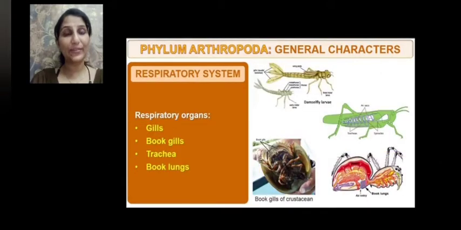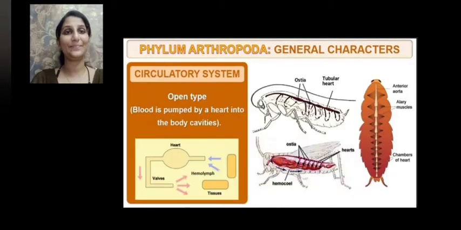And about the respiratory system, different animals belonging to the phylum Arthropoda have different types of respiratory system. For example, some have gills, like prawns. Crustaceans, prawns have gills. Book gills are found in some. Trachea is found in cockroaches. Book lungs are found in scorpions. So there are different types of respiratory organs in different types of animals.